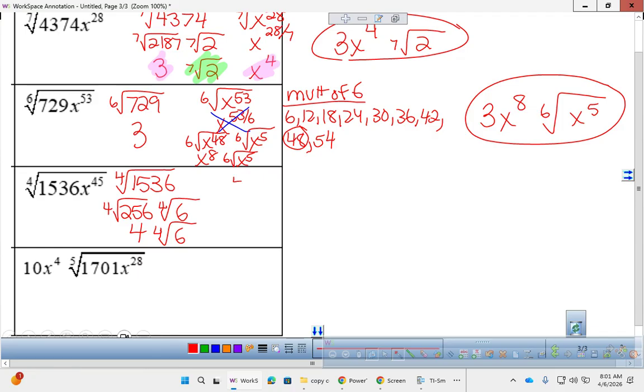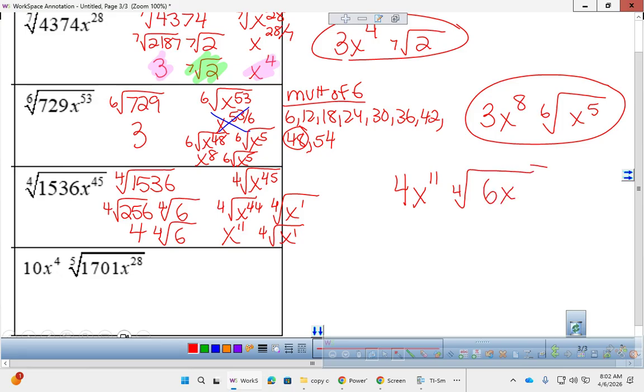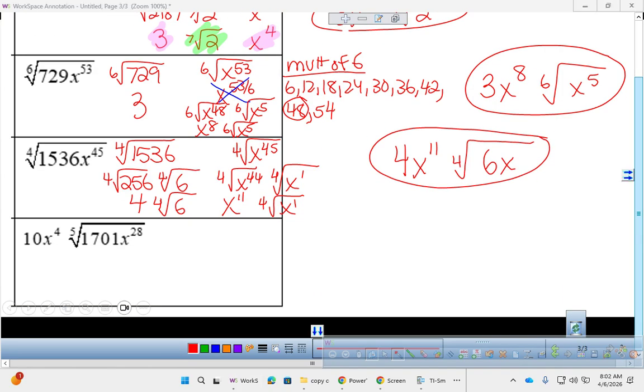Okay, and then let's think about multiples of 4 without listing them. What's the highest multiple of 4 below 45? 44. So we'll do 44 and 1. Inside 44 divided by outside 4 gives me 11. When the inside number is smaller than the outside number, then just leave it. And if you reorder this, the 4 in the front and the x to the 11th in the front, and then under my root would be a 6x. Okay with that one?